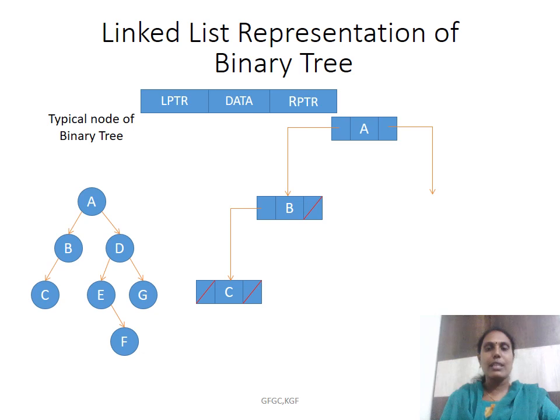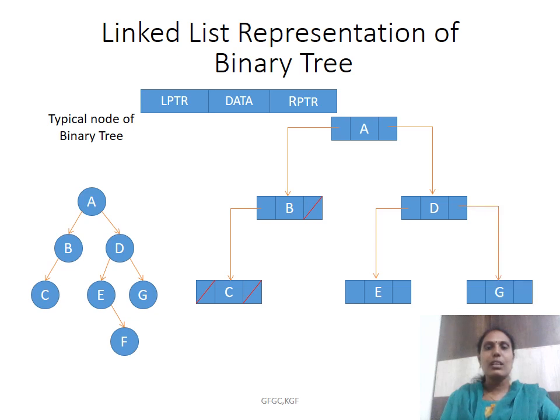Coming to the right side of the root node A, it has the node D, which is filled. The left of D has been filled with E. To the right of D we have G, so G is filled, and to the right of E we have F, and the other pointers are filled with null pointers.